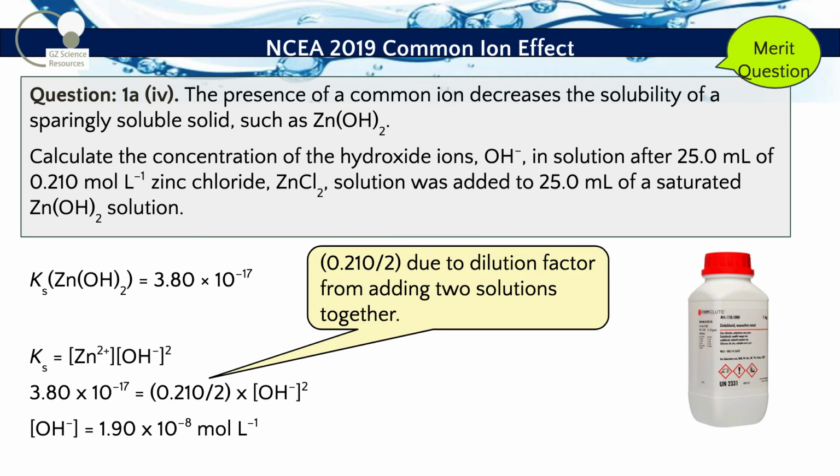So 50 mils. The units of mils cancel out, right? It's unitless now, so we're going to be left with units of moles per liter anyway. That's why this works. So we take this number, multiply by 25, and divide by the total volume of 50. That's all we do to find the concentration of our common ion. 0.105. Yeah, 0.105.